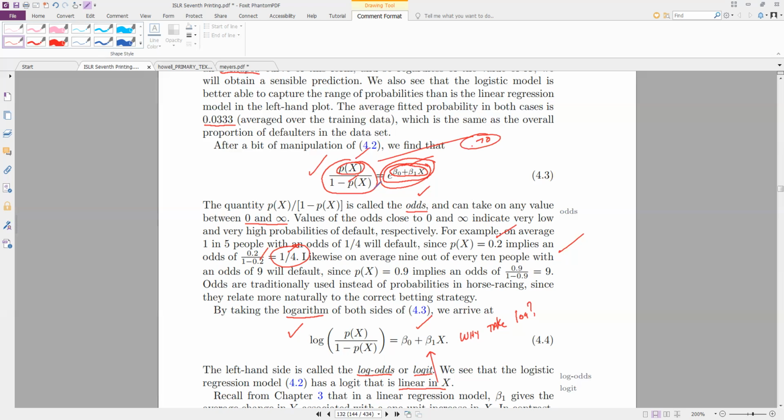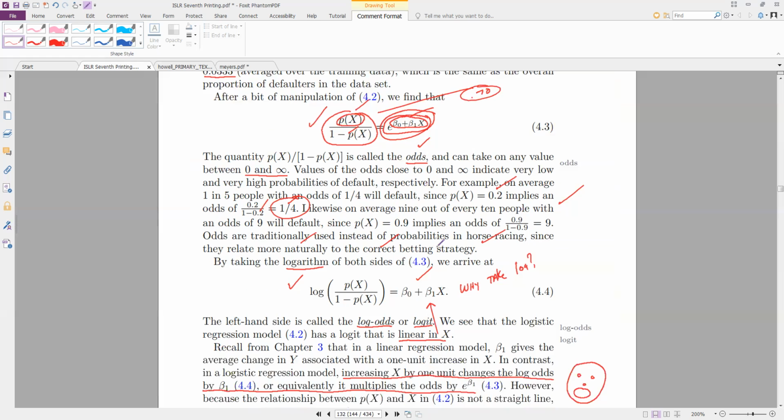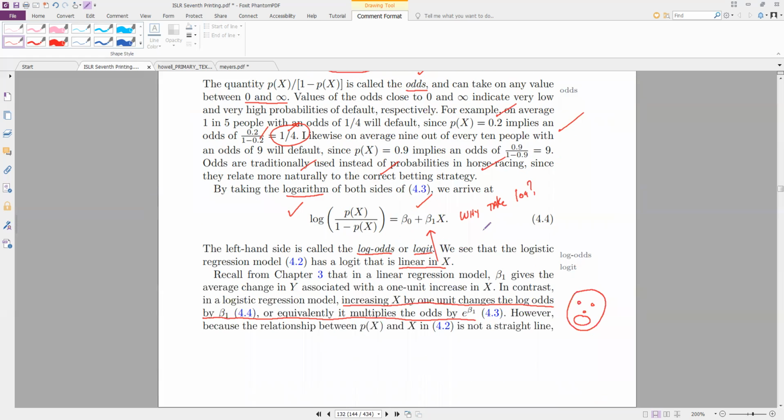So what's wrong with the odds? Well, there's nothing wrong with the odds. The odds are used in horse racing, and they're used in betting strategies and things like that, and you hear about odds being reported. However, there's a problem: the odds do not produce a naturally linear model. So what we're going to do is take these odds and convert them by taking the logarithm of the odds.